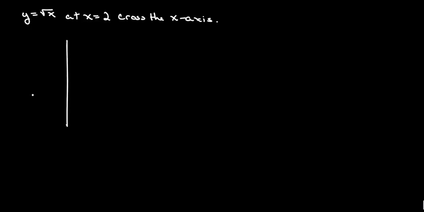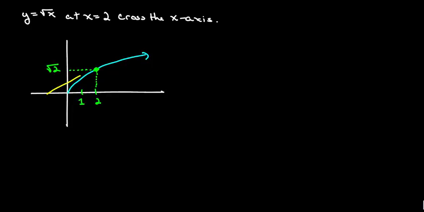If I graph the square root of x, that looks something similar to this. So at x equals 2, it has a height of square root of 2. It has a tangent line that looks something like this. And what they want to know is, what is this guy right here? Where does it cross the x-axis?